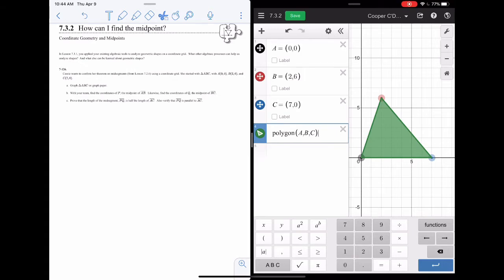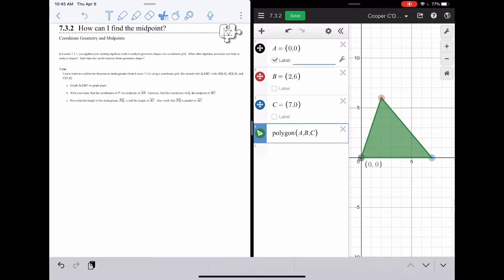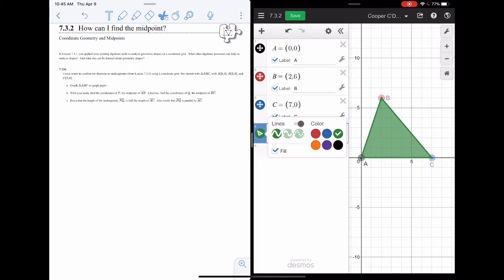Now, as you see, the points do not show the corresponding letters A, B, and C. If we want them to show that, we just have to select a label for each and then just type in the letter we want next to each point. And there we have our triangle ABC. You can change the color by holding down the color next to the word polygon. And there we have it.